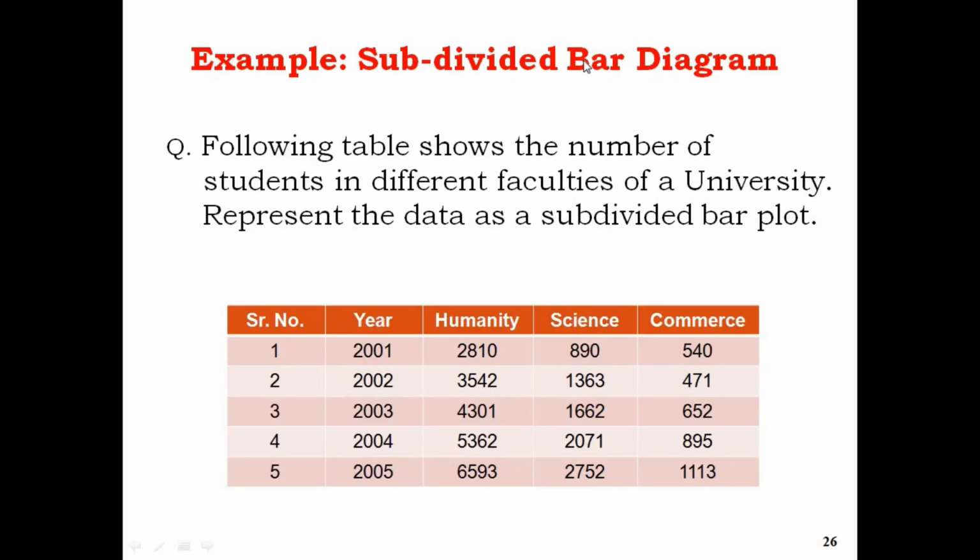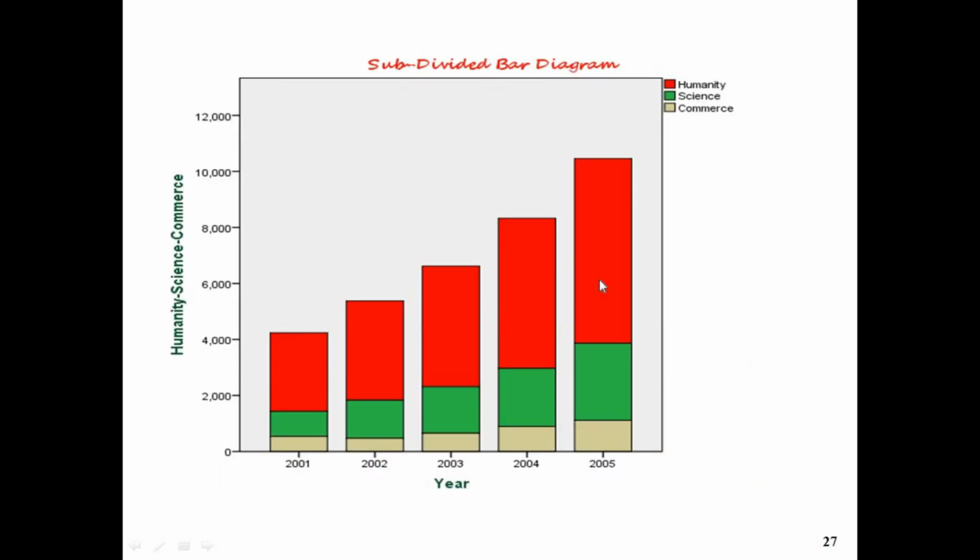Here I have given a subdivided bar diagram. First example here: serial number, year, humanity, science, commerce. That means this table shows the number of students in different faculties of a university, which you have to represent as a subdivided bar diagram or bar plot. So same thing we are going to use here. This is subdivided bar diagram.